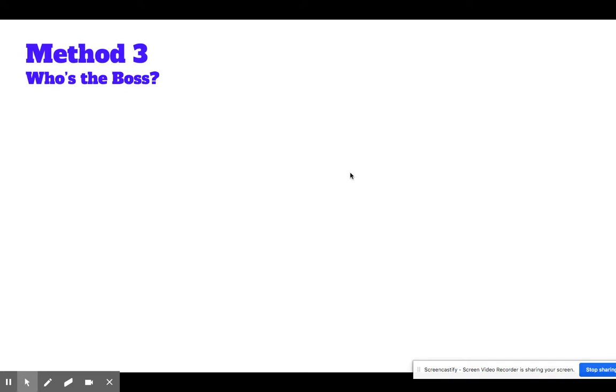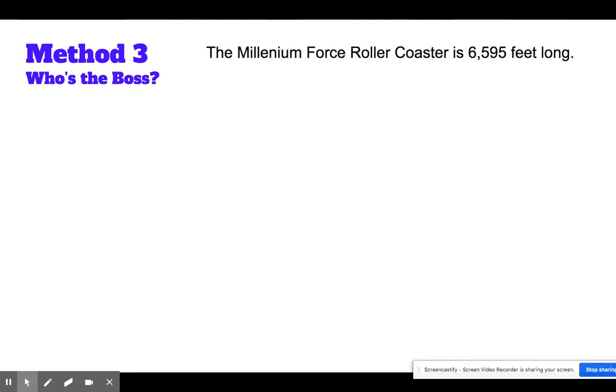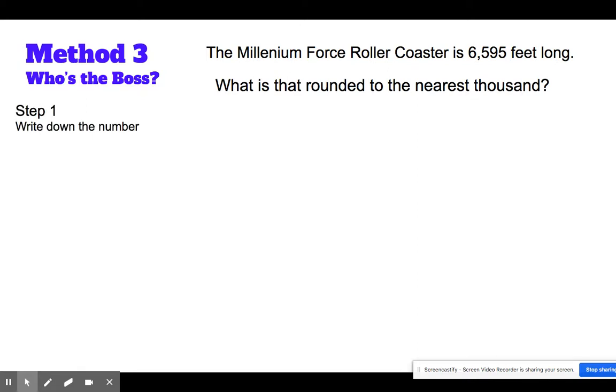Okay. Method 3, who's the boss? And this is my favorite of the methods of rounding. So here's another number to work with. The Millennium Force roller coaster is 6,595 feet long. What is that rounded to the nearest 1,000?